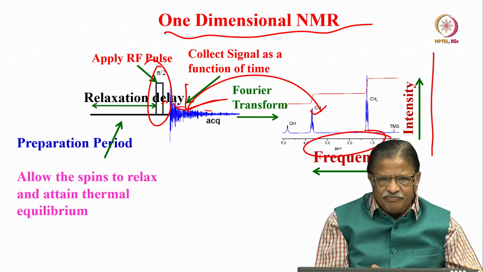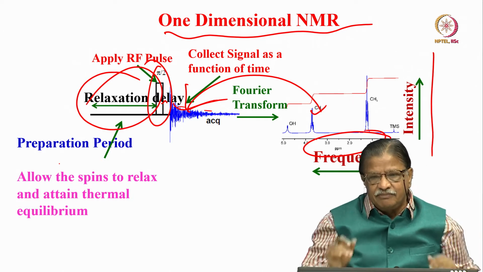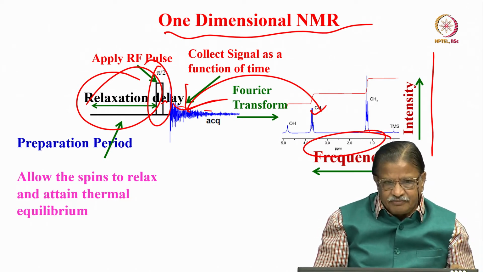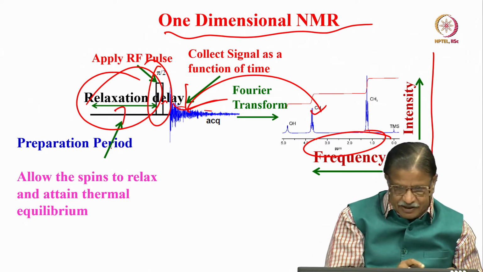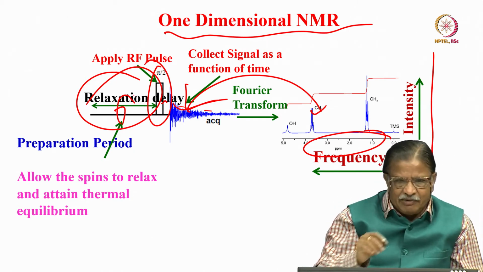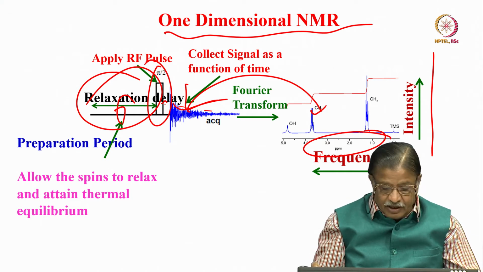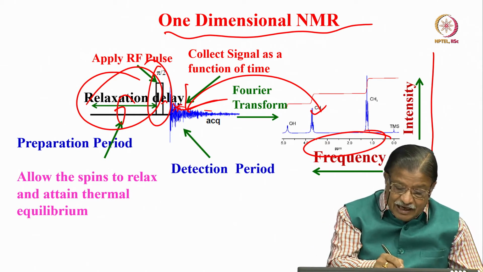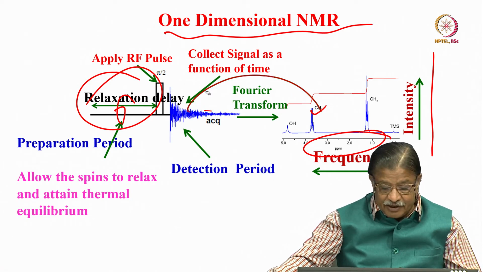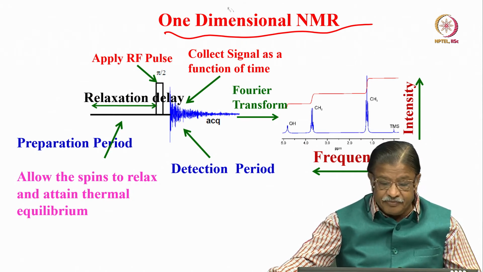And basically, before applying any pulse, we need to ensure that spins attain thermal equilibrium. That is called a relaxation delay, relaxation time we have to give. And this period is called a preparation period. So I will allow the spins to relax and attain thermal equilibrium before application of the RF pulse. That is called a relaxation delay. And then this is the time period under which I am going to collect the signal, called the detection period. This is the detection period. So this is what I am going to detect.